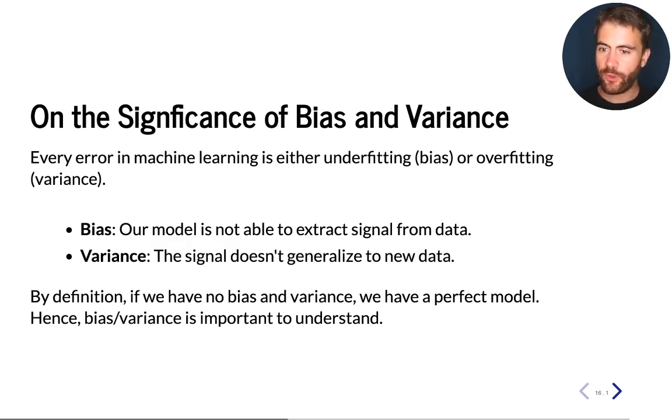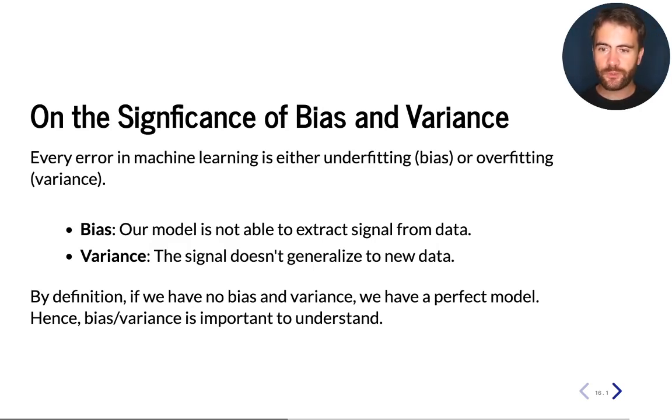Overfitting and underfitting are the only two problems we could be having in machine learning. When a machine learning system doesn't work well, either it has a bias problem because it is not able to extract the true signal from the data that it should be extracting, or it has extracted something, but this something does not generalize to new data, or this is a variance problem. And if we don't have any bias and we don't have any variance, then we have successfully extracted the true signal and it generalizes, and therefore we have a perfect model.